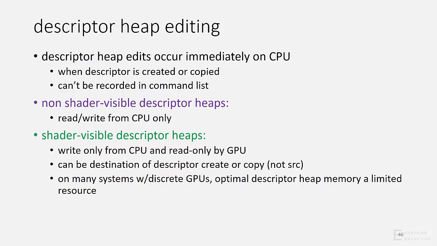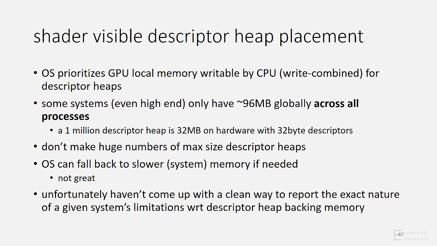And finally, for the type of memory the system tries to put these shader visible descriptor heaps into, on many systems having discrete GPUs, that memory is a globally limited resource. And I'm going to discuss that a little bit more. In order to maximize both CPU write throughput as well as GPU read throughput on shader visible descriptor heaps, the OS tries to place these heaps in GPU local memory that's writable by the CPU with write combining.